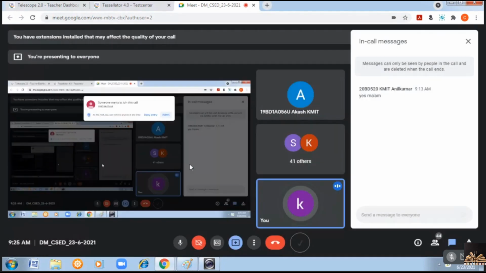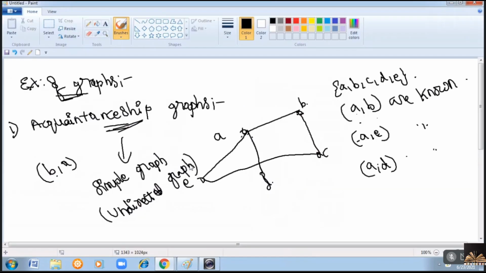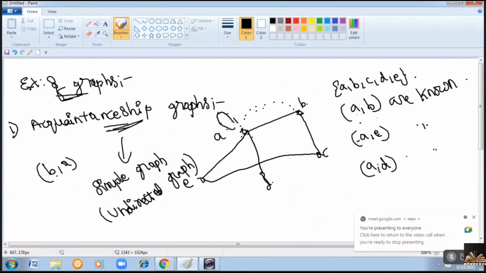Can anyone justify why we use a simple graph? Yes, ma'am. Why can't we use a multi-graph? Can I use a multi-graph? Let us suppose I am using a multi-graph; we can have some parallel edges and some self-loops. Let us suppose you have a parallel edge and a self-loop. Now, what does it mean, ma'am?